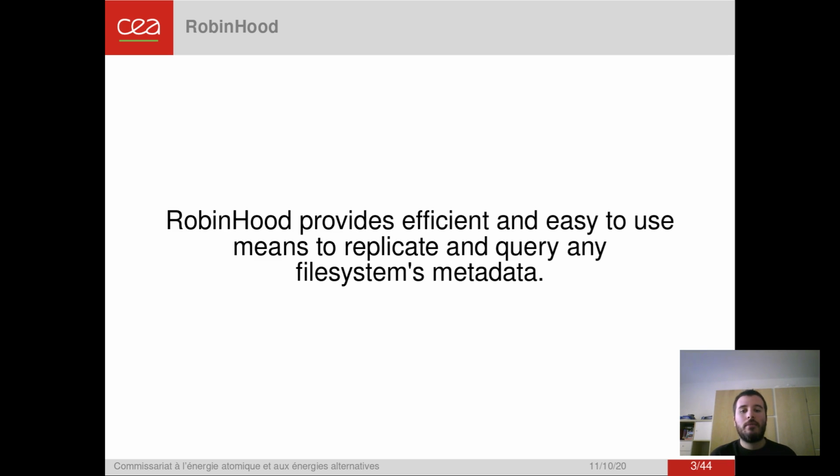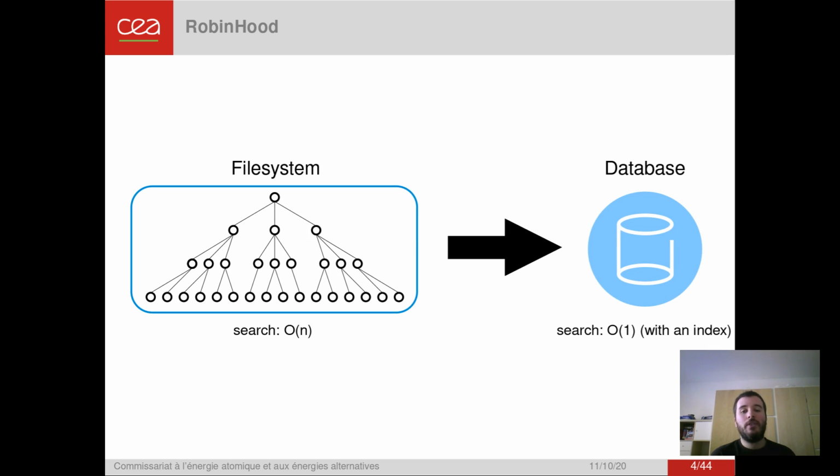RobinHood is a project that aims at providing efficient and easy-to-use means to replicate and query any file system's metadata. Put simply, the way it works is it takes all your file system's metadata and puts it into a database. That means that if you're looking for things inside your file system, you can query the database instead of the file system itself. Provided you place indexes on the right fields in your database, this can provide you with much better search performance.